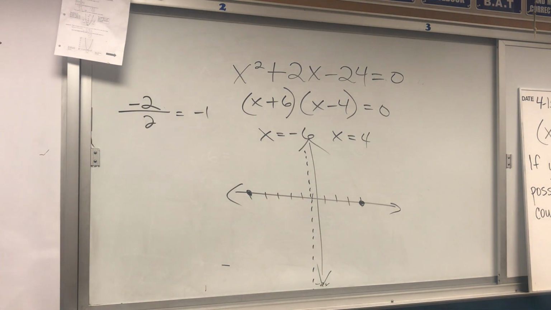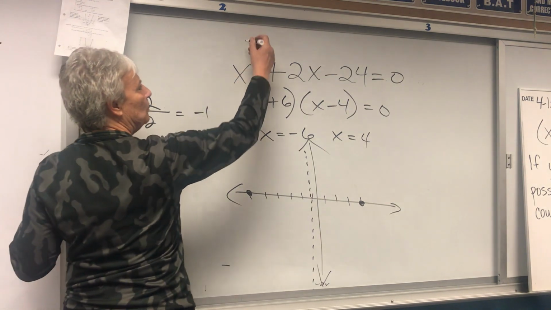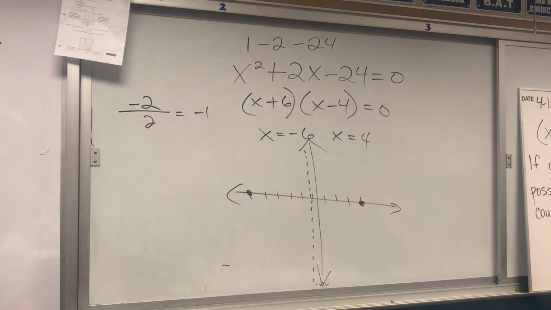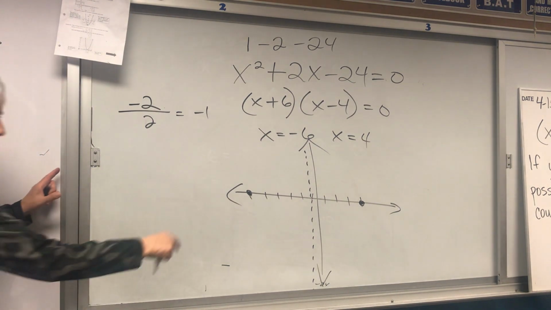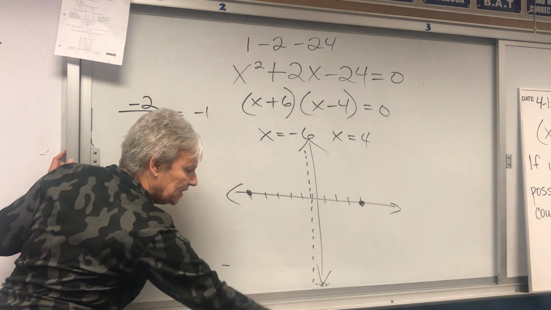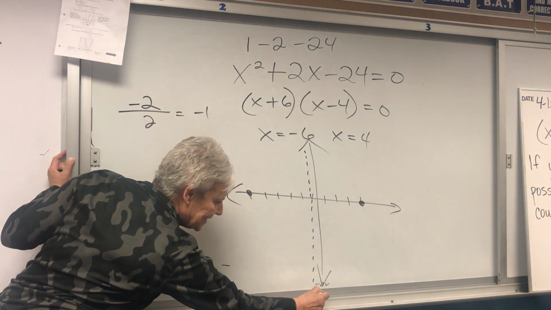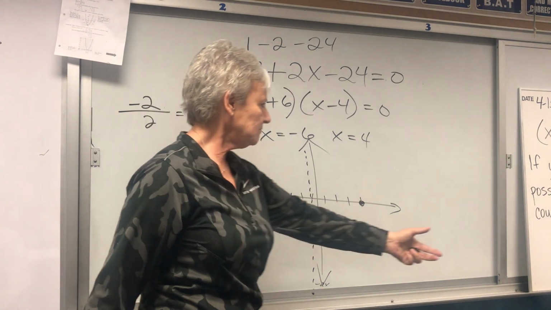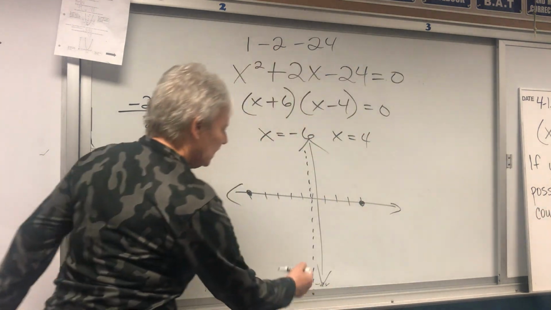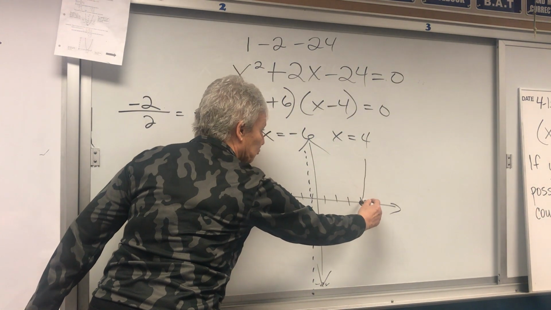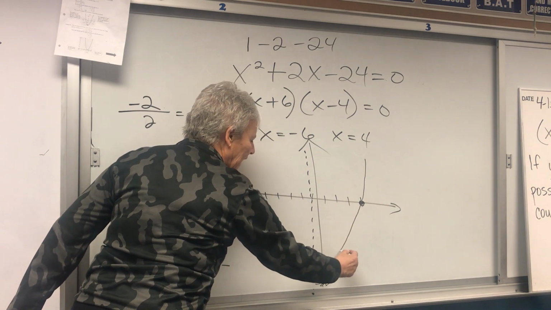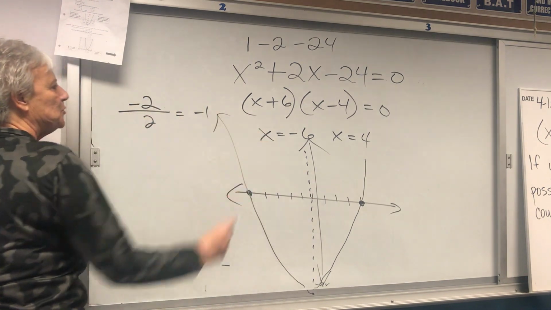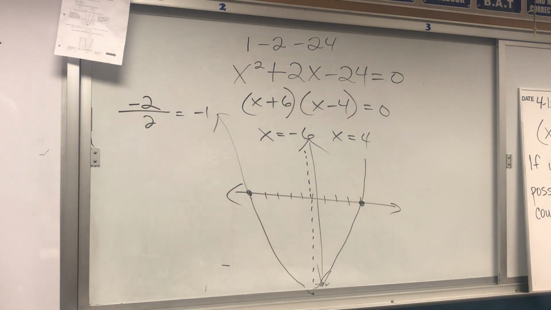How do we get it? Plug it back in. Plug in -1. That would be 1 minus 2 minus 24. That would be -25. Yeah. So somewhere down there on my poster here, we'll just put it right there, -25. So we have this goes through 4. Y-intercept of -24 down to -25 and back up through -6. Okay?